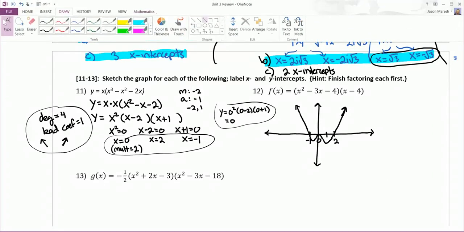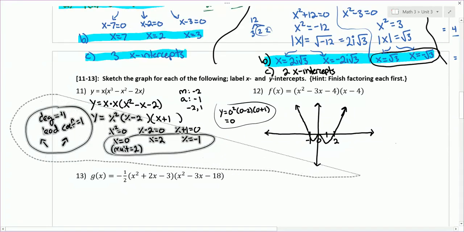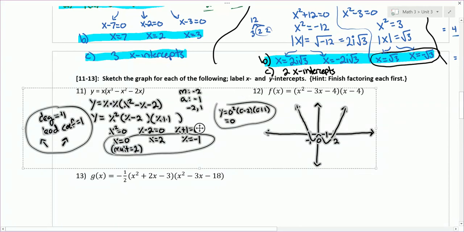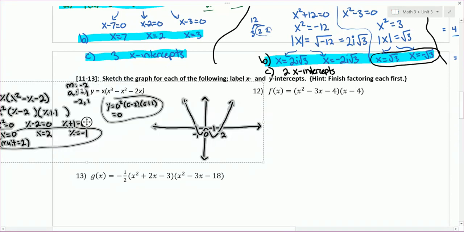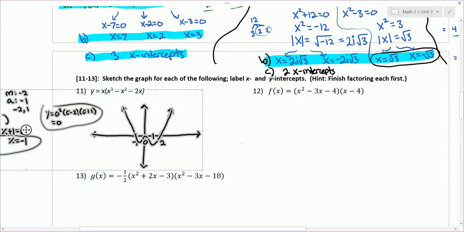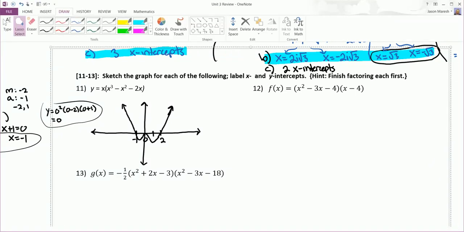So I am going to take this work now and move it over, to make room for number 12. All right, number 12. We're working through it the same way.